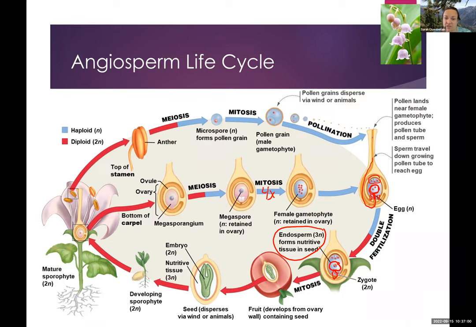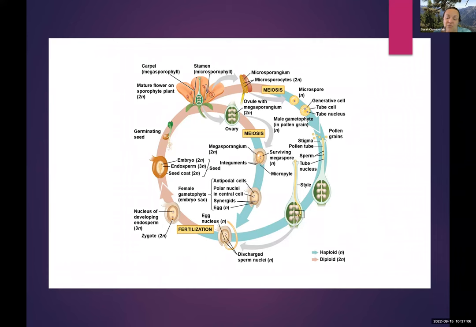Right now, this is what it looks like in Freeman. I generally like the diagrams in Freeman better. This is what it looks like in Campbell. Yeah, I don't know what to tell you. Right, so here's our flower.